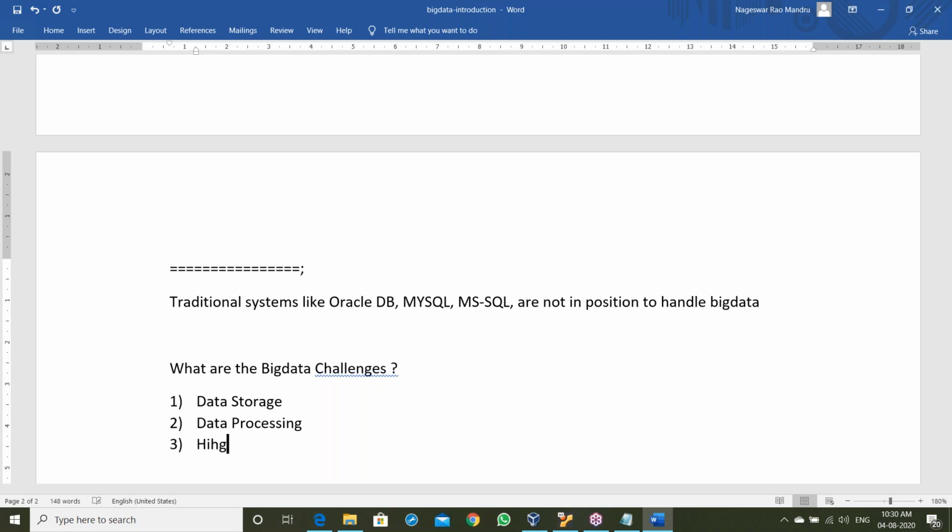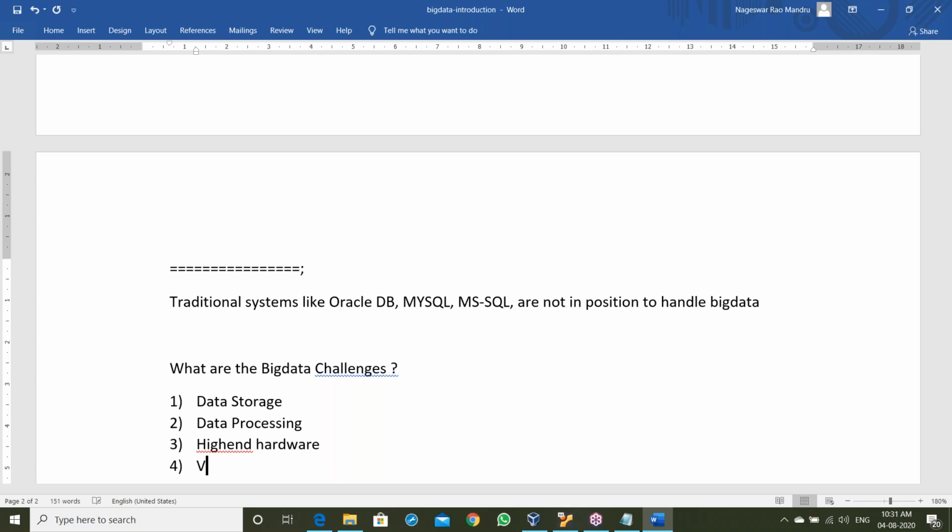Apart from data storage and data processing, next, if it is big data, high-end hardware is required. One more challenge is high-end hardware required for big data.